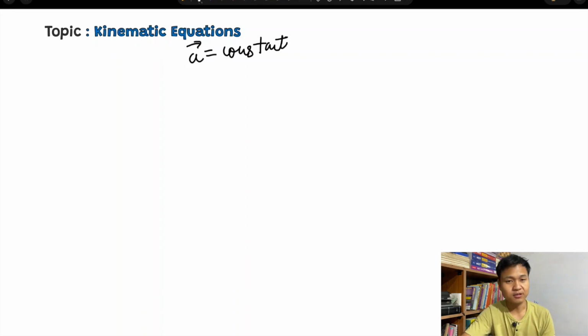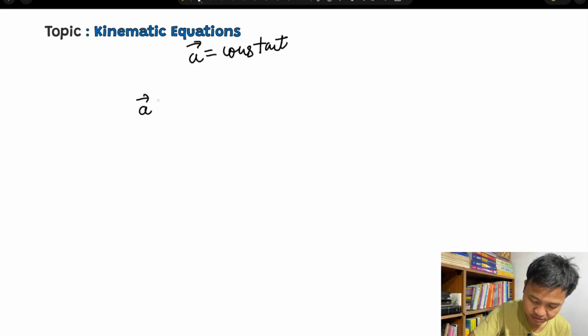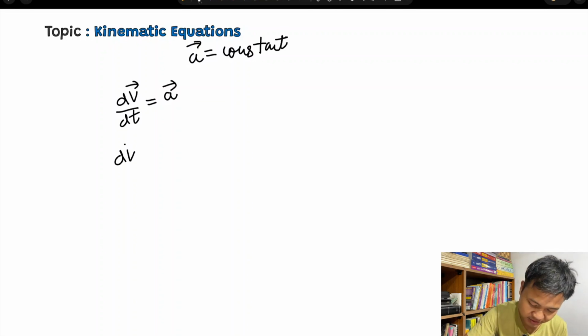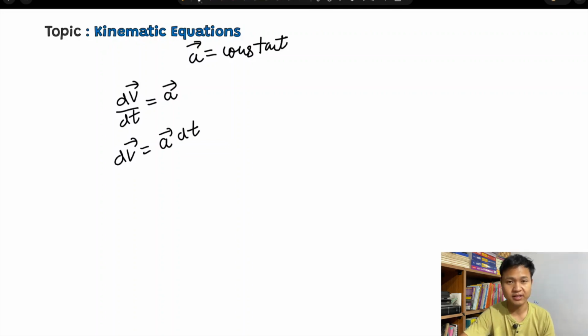Since a is constant, we know the acceleration formula a = dv/dt. So dv/dt = a. Now transfer dt to the other side, so dv = a dt. Now you integrate both sides.